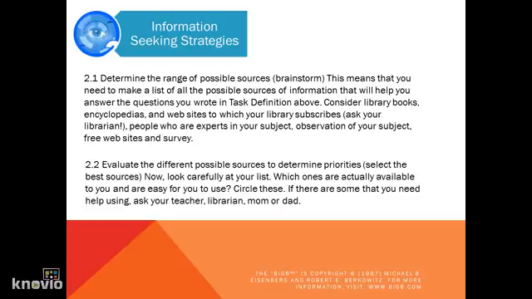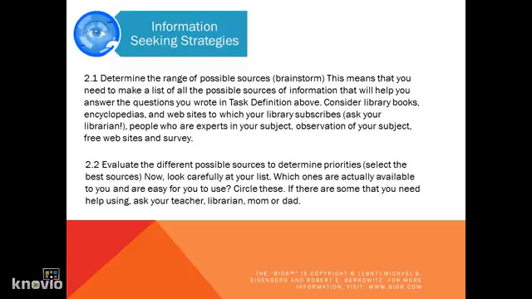Number 2, information seeking strategies. Determine the range of possible sources. This means that you'll need to make a list of all the sources of information that will help you answer the questions you wrote in the task definition. Consider library books, encyclopedias, websites to which your library subscribes, and also ask your librarian, people who are experts in your subject. You can observe your subject. There are free websites and surveys.